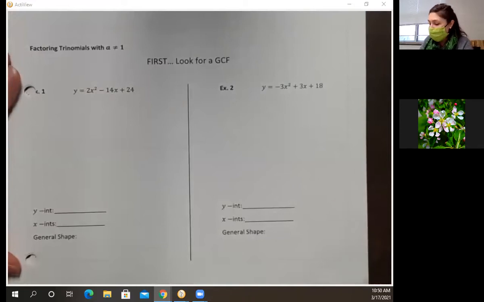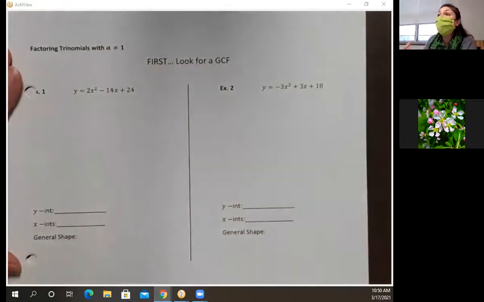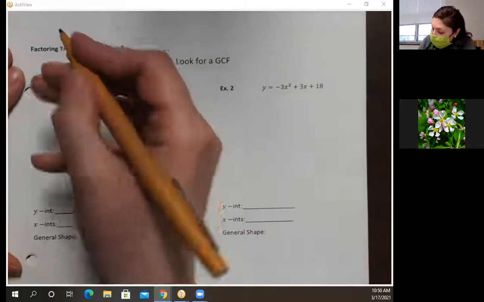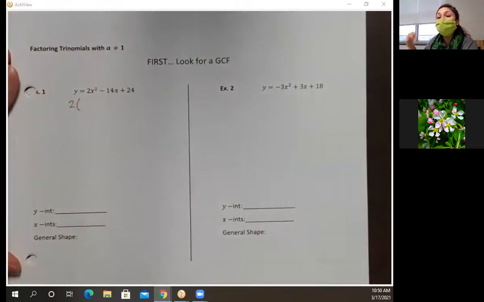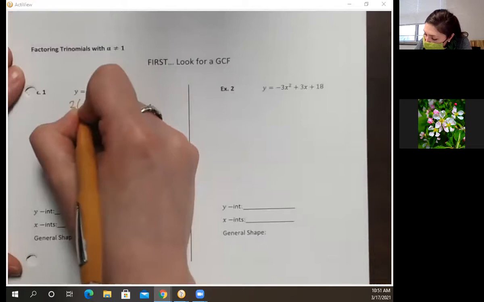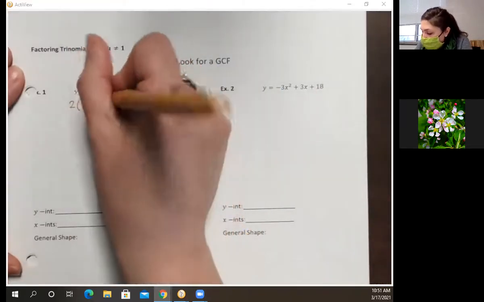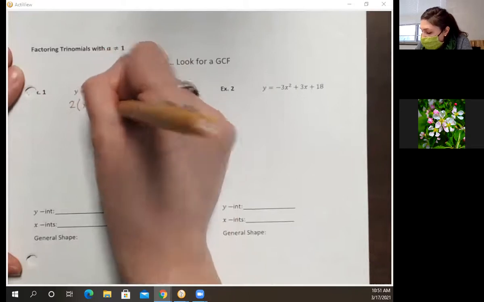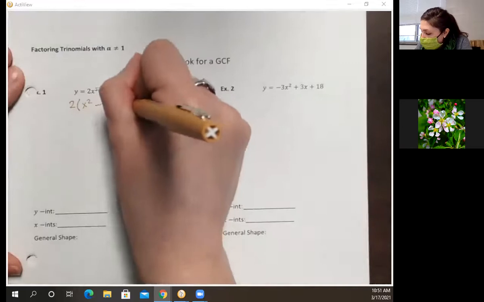So what I'm going to do is go ahead and take this lead coefficient and divide it out, or factor it out, of my quadratic here. So I'm going to pull that 2 out. I'm factoring it out, which means I'm going to divide each term by that 2. So 2x squared divided by 2 would leave me with just x squared. -14x divided by 2 would leave me with -7x. And 24 divided by 2 would leave me with 12.